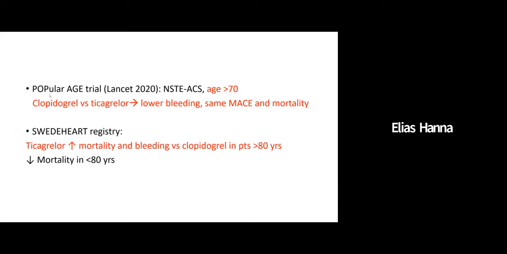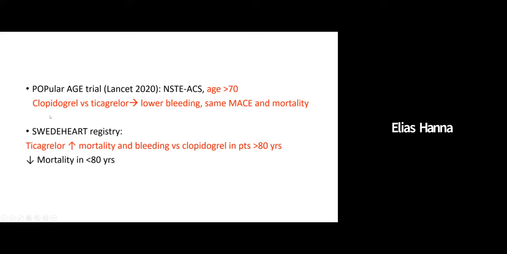So the reason I'm not super excited about those agents, unlike the guidelines, is that you always have to weigh your risk and benefit. There is one interesting trial of last year that randomized patients to Plavix versus ticagrelor in patients older than 70. It's called the POPular AGE trial. Interestingly, there was no benefit of ticagrelor in patients over the age of 70. There was just more bleeding, but same MACE, ischemic events, and mortality.